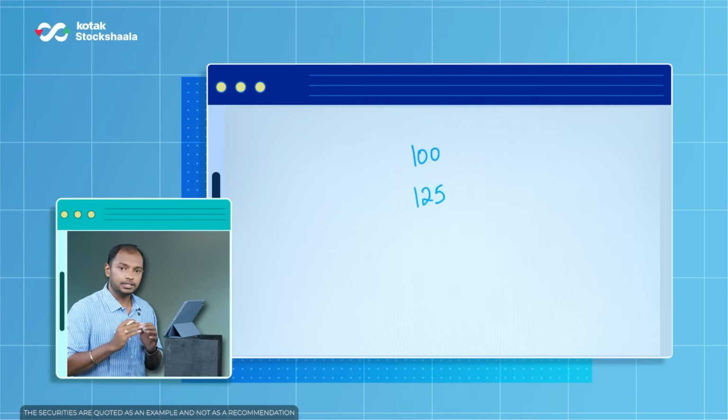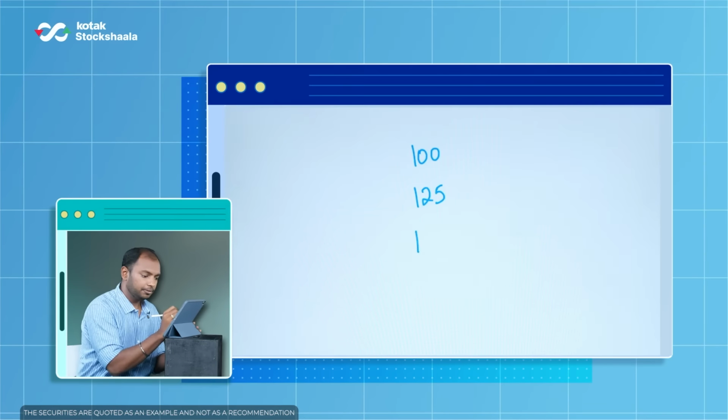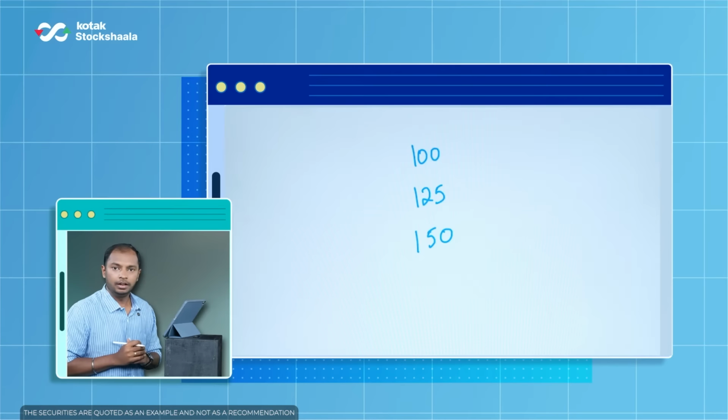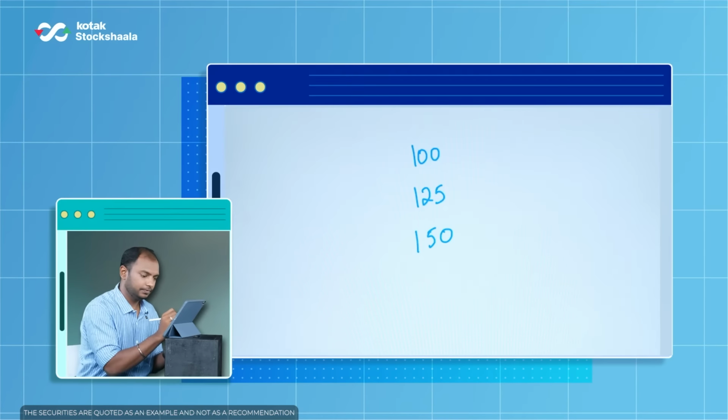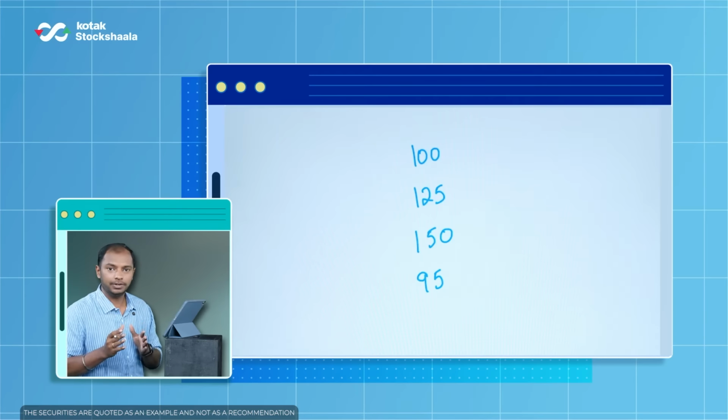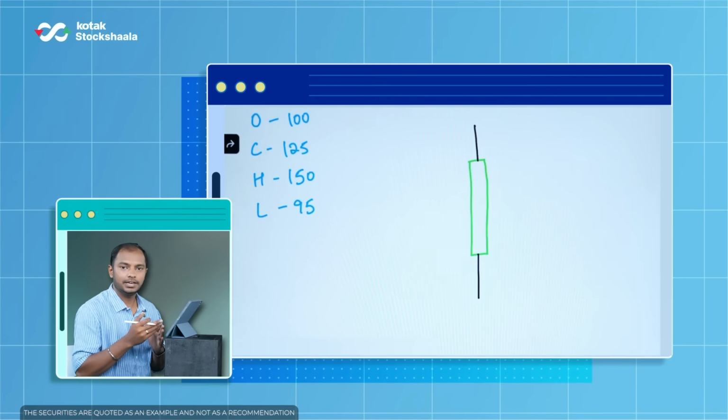The high price is going to be 150 and the low price is going to be 95. Now go ahead and pause the video and try to draw this candle on your sheet of paper. Now let's head to the whiteboard.